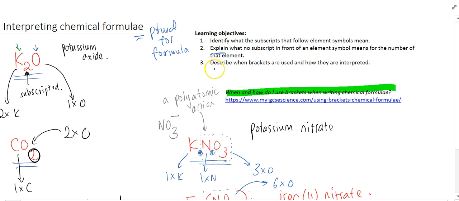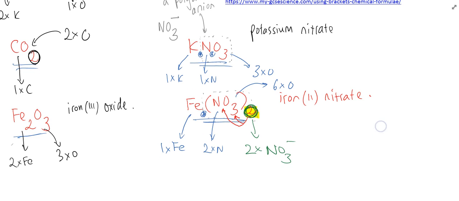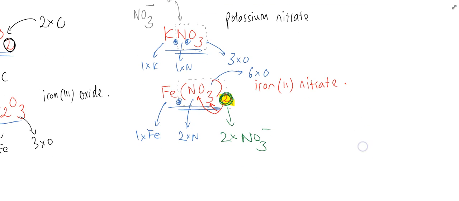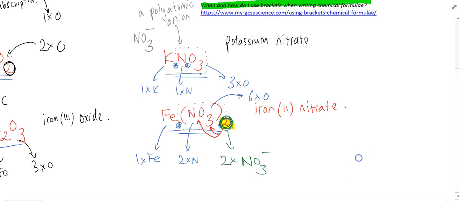Finally, you need to be able to describe when brackets are used and how they are interpreted. We only use brackets when there are polyatomic ions involved. The way that we interpret them is that the subscript that follows these brackets tells us how many of that polyatomic ion are in the chemical formula.